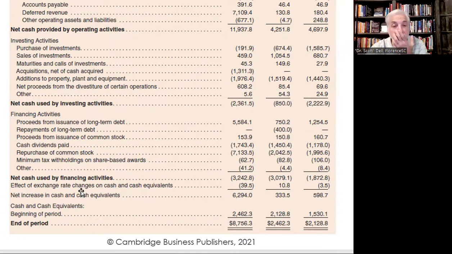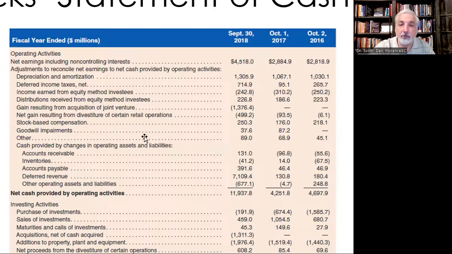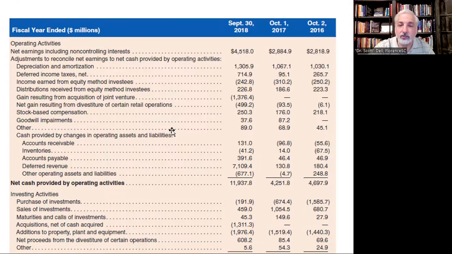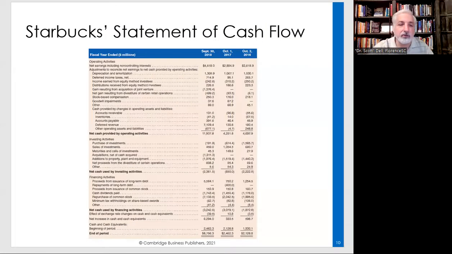So we had something else going on, increase in cash and cash equivalents, beginning of period, straight from the balance sheet, end of period. And the change here is 6,000, but if we go up top, it says a million, so it's really $6 billion for Starbucks. And that's what's going on with an overview of a statement of cash flows.